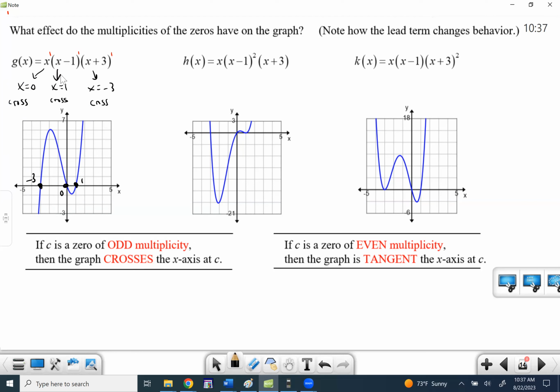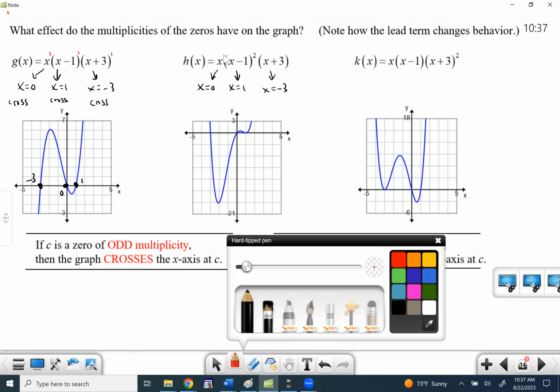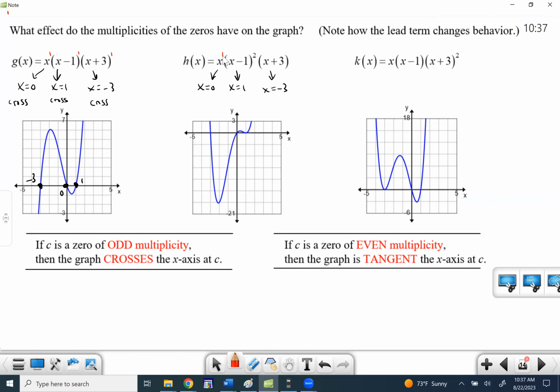Okay. So we have the same exact zeros here. If we set each piece equal to 0, we'll get +1 here because we'd have to add the 1 over, and we'd get -3 here because we'd have to subtract the 3 over. But now the exponents have changed, right? The exponent is 1 here. That means it's going to be a cross. The exponent is 2 here. It will not cross. It'll be tangent. And the exponent is 1 here, so it'll be a cross.